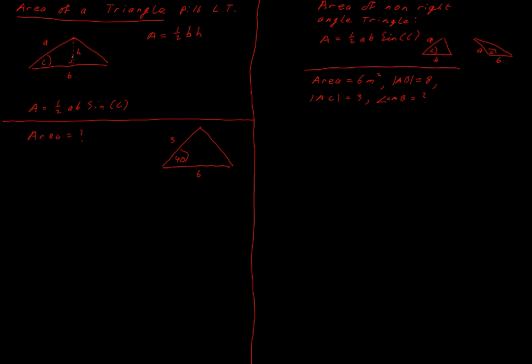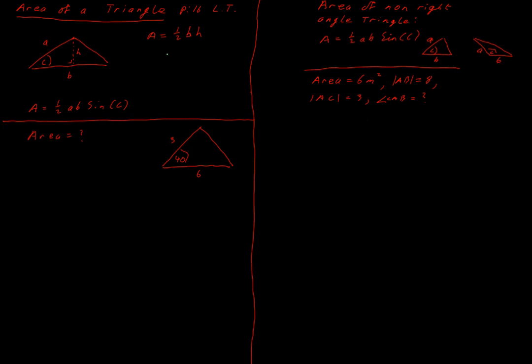Now, why do I say that? Because if I think about what I know about a right angle triangle, I've created a right angle triangle inside my non-right angle triangle by getting the perpendicular height. So this bit in here is a right angle triangle I have created inside of my non-right angle triangle. And I'm going to use that to rewrite the area formula in this form here.